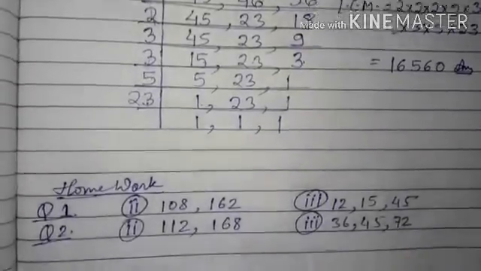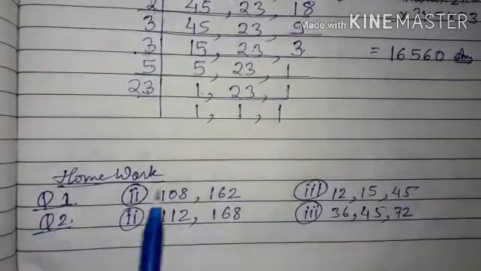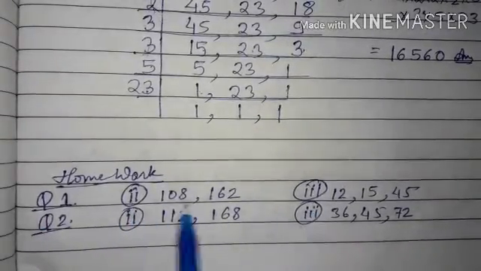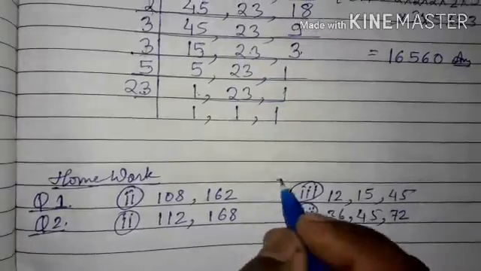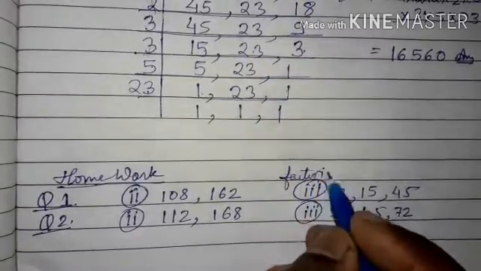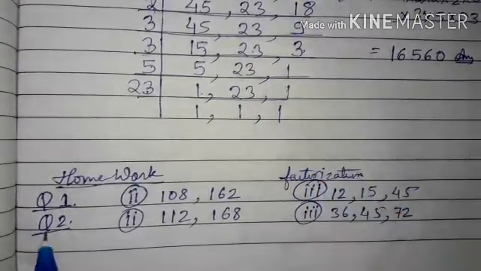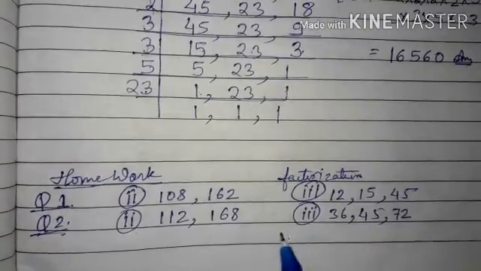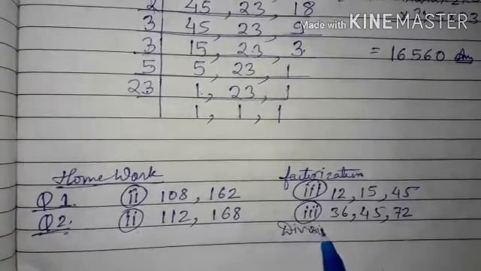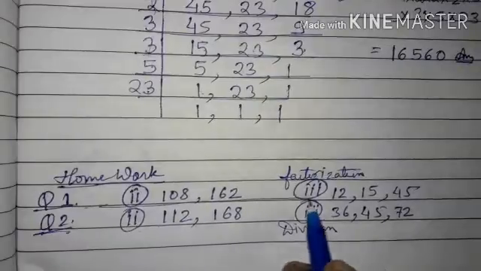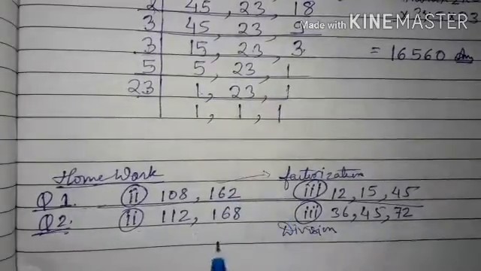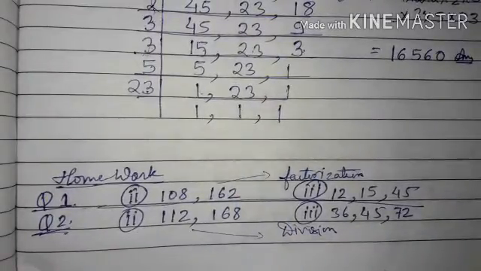Now your homework: question number first, second and third, that we have to do by factorization method. And question number second and third we have to do by division method. First one factorization method and second one division method. Do by yourself.